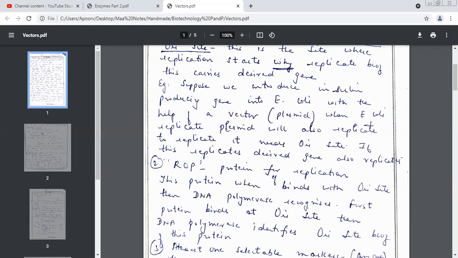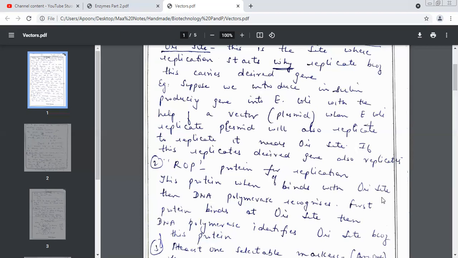Now, only when this protein binds with the ORI site, this enzyme is able to identify this site. The name of the enzyme is DNA polymerase. What is the name of the enzyme? DNA polymerase. This is the enzyme, beta, which will actively produce multiple copies. In replication, DNA polymerase will do this work. And from which site does the process have to start? The ORI site. But the problem is that DNA polymerase will not be able to identify it.